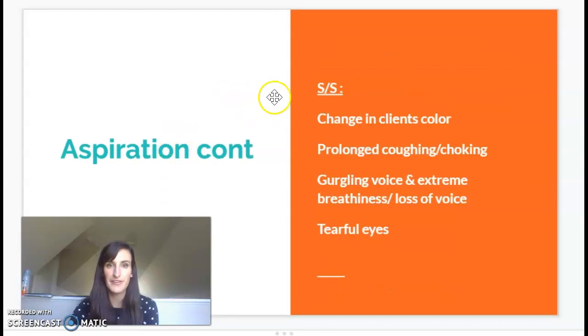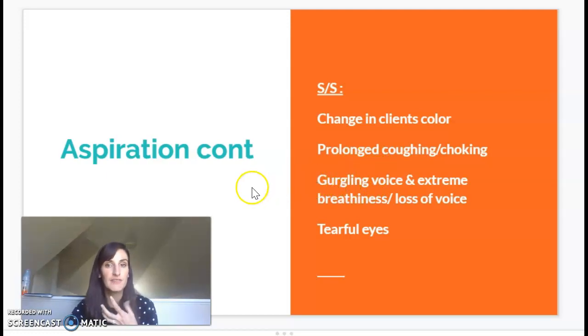All right. So aspiration, what it's going to look like, maybe some of these things, right? So a change in the client's color, and that may be that they turn red. If their airway is obstructed, they may even start to turn blue. That's not good. But you'll see that sometimes they get real flushed. You've seen when somebody is aspirated. You've aspirated yourself, okay? So it's the prolonged coughing and choking.